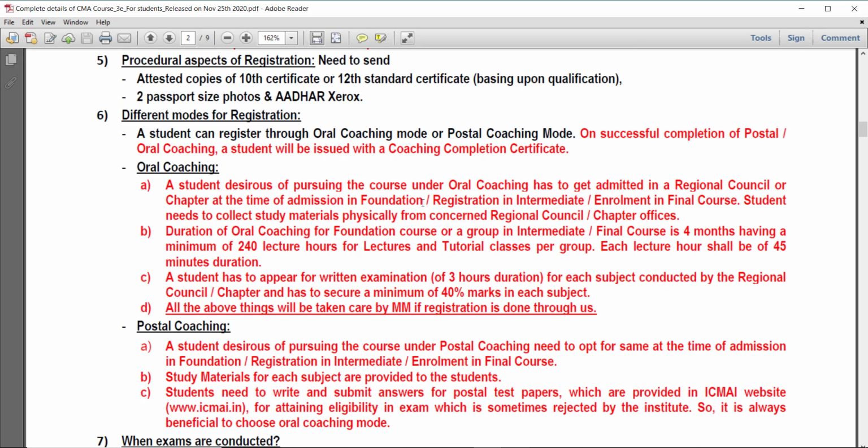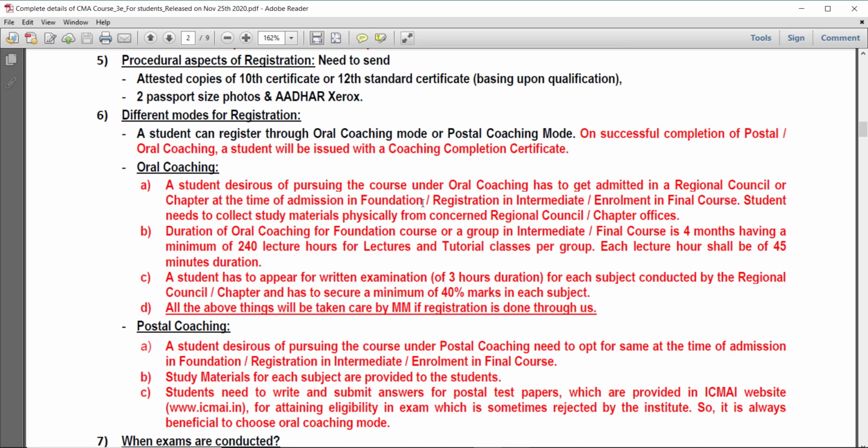But if you get registered to CMA Foundation course or CMA Inter course or CMA Final course, whatever it may be, through masterminds, then all these things will be taken care of by masterminds itself. We will be announcing or providing information later on.